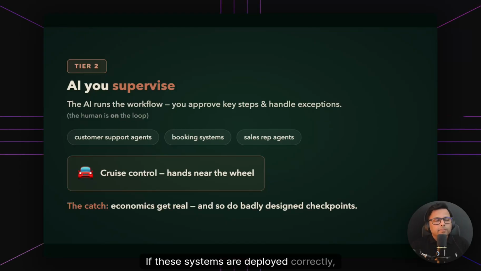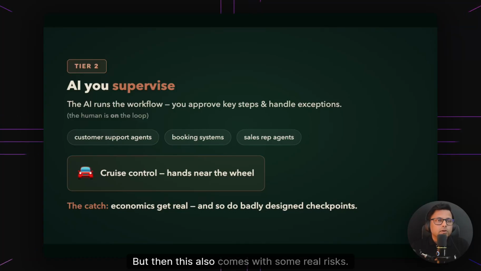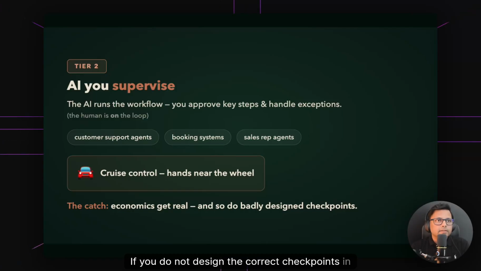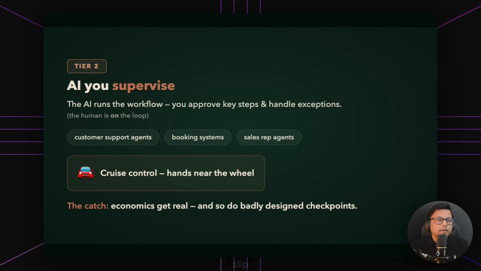If these systems are deployed correctly, this is where the savings get real. But this also comes with some real risks. If you do not put the correct checkpoints in place, then there are some errors which might slip through.